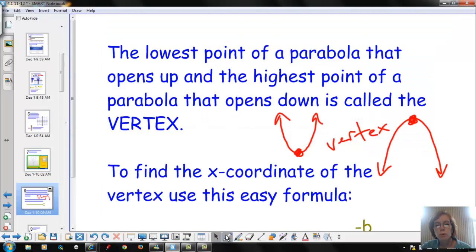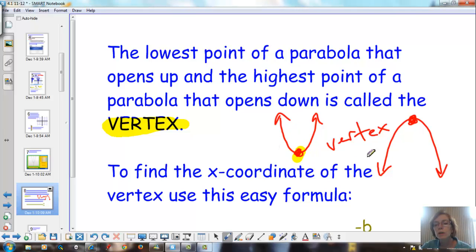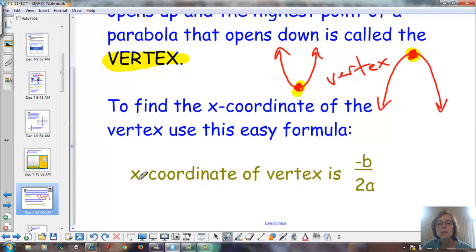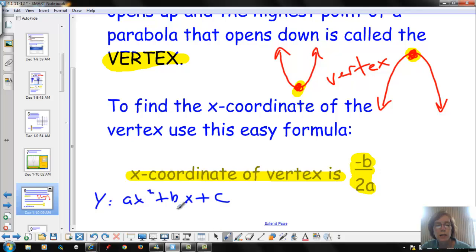All right, so the lowest point of a parabola that opens up and the highest point of a parabola that opens down is called the vertex. So if your parabola opens up, then that vertex is the lowest point. If your parabola opens down, that vertex is the highest point. To find the x-coordinate of the vertex, use this easy formula. Get this written down for sure. The x-coordinate of the vertex is -b divided by 2a. That is, for the x-coordinate of the vertex, we just take -b over 2a.